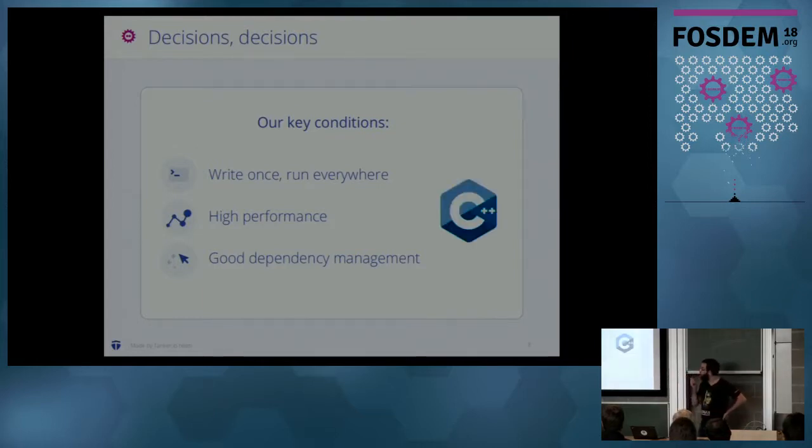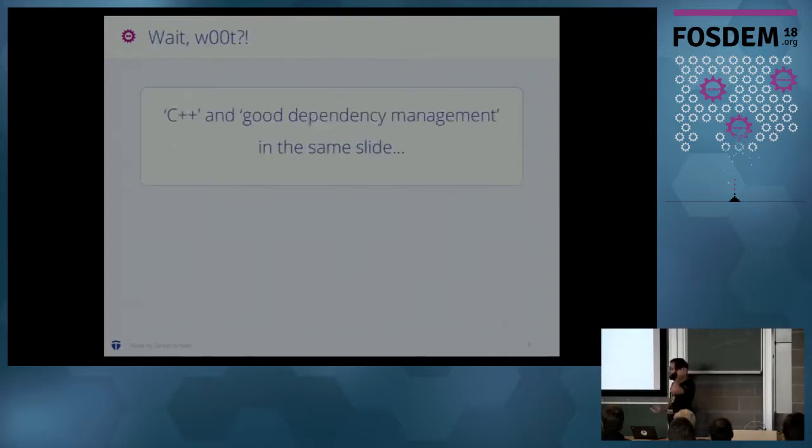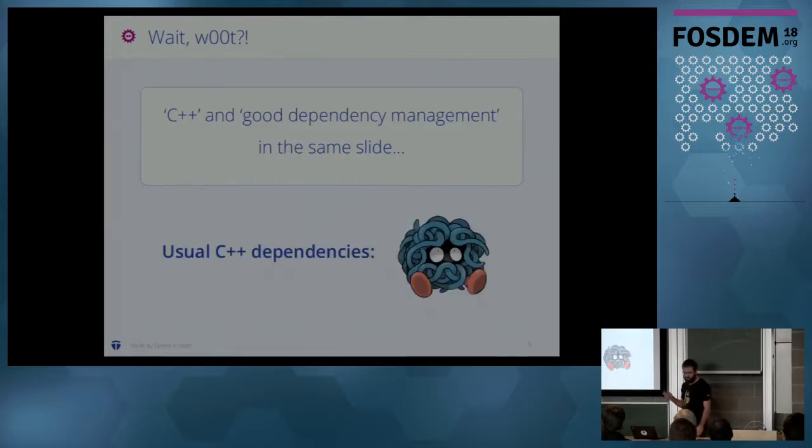Now I know what you're thinking. What the hell is this guy talking about? C++ and good dependency management don't go in the same slide. And it's true that usually it looks like this, fellow, the usual C++ dependencies. I mean, who doesn't love to upgrade OpenSSL on Windows, for example, or Boost? But that was before Conan.